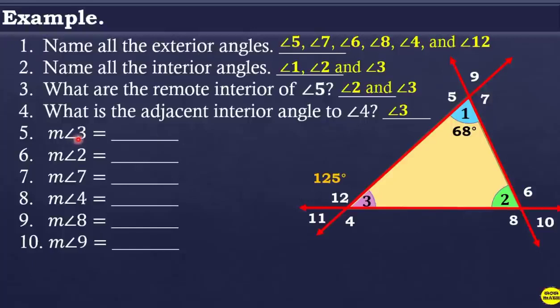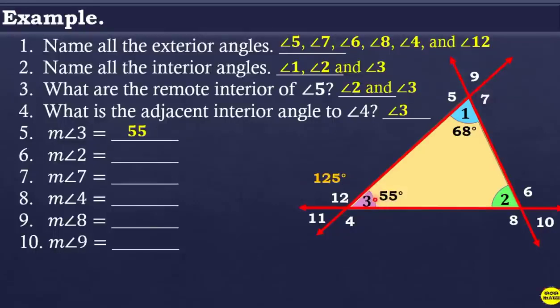Next, what is the measure of angle 3? Now, for us to find the measure of angle 3, since binanggit kanina that these two angles form a linear pair and therefore they are supplementary. So, angle 3 and angle 12 are supplementary angles. So, pag sinabi natin supplementary angles, therefore, the sum of their measures must be 180 degrees. So, ibig sabihin, kung ang angle 12 mo ay 125 degrees na, therefore, your angle 3 is what? 55 degrees. So, therefore, your angle 3 is 55 degrees.